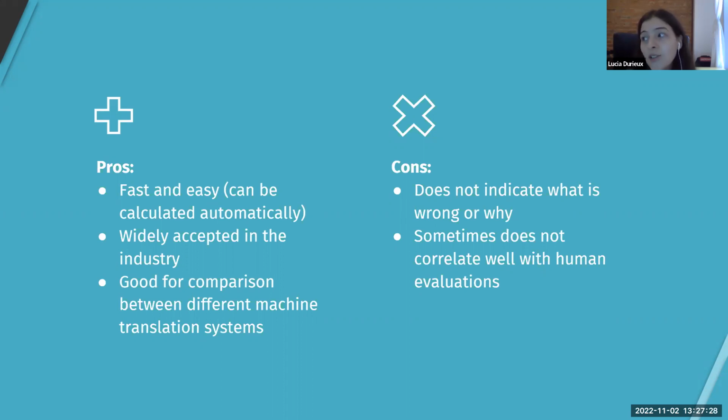Again, some of the cons: it doesn't indicate what is wrong in a translation. It's not able to label exactly what piece of the segment or the translation is lacking. And it doesn't correlate well with human evaluation. Something could have a very high BLEU score, but then when a linguist reviews it, they say, oh, this is not a great translation, or I completely disagree with the score.